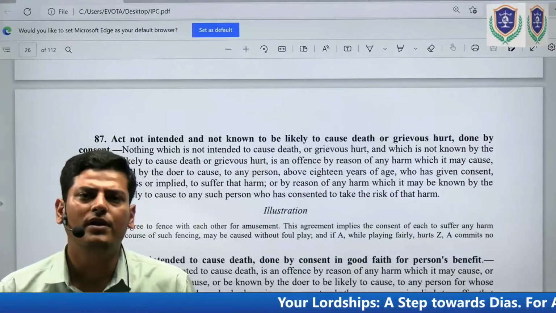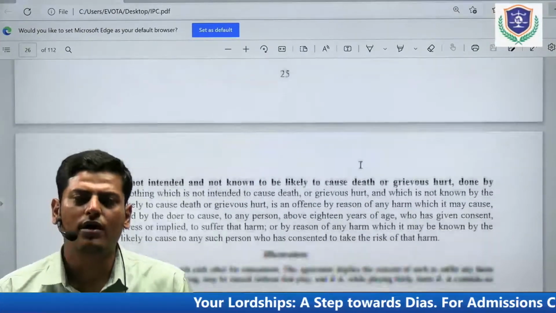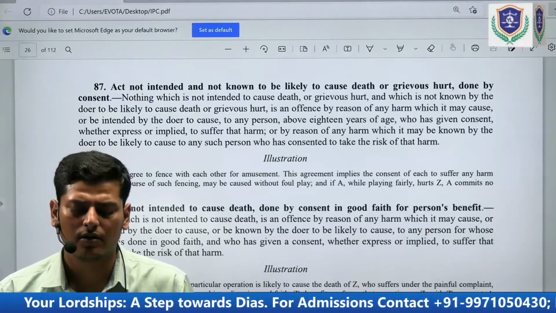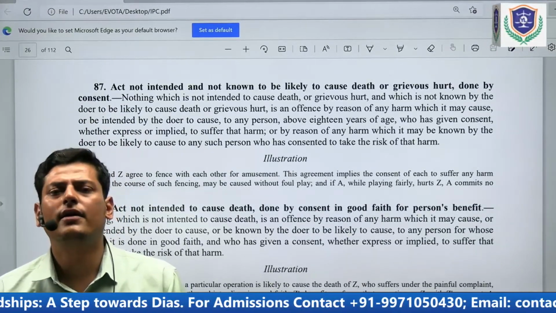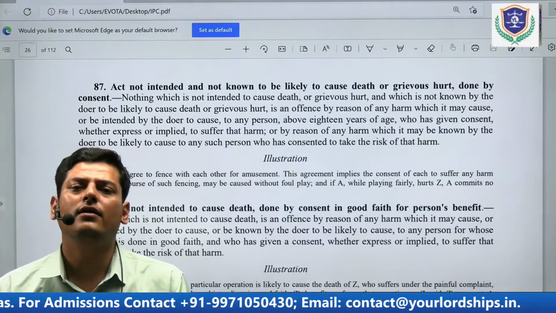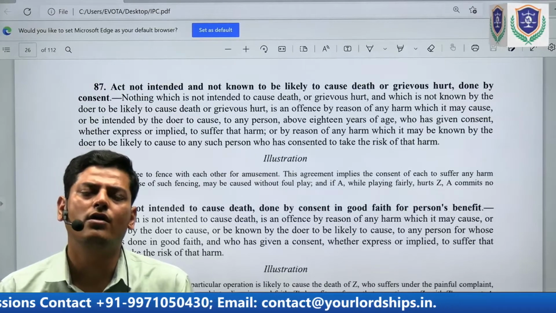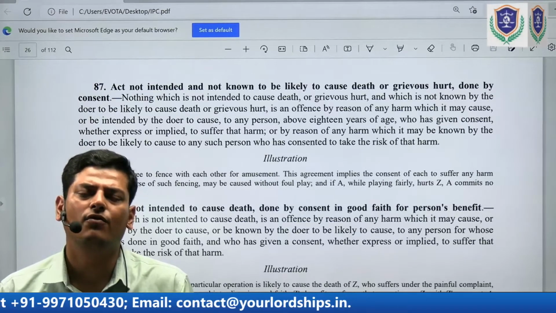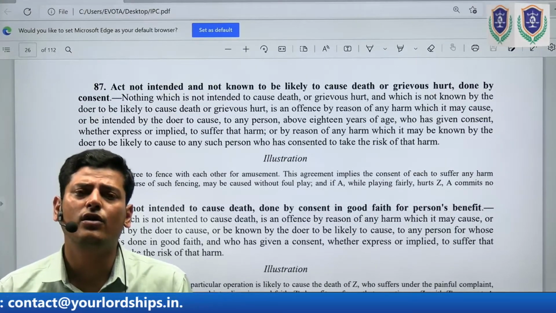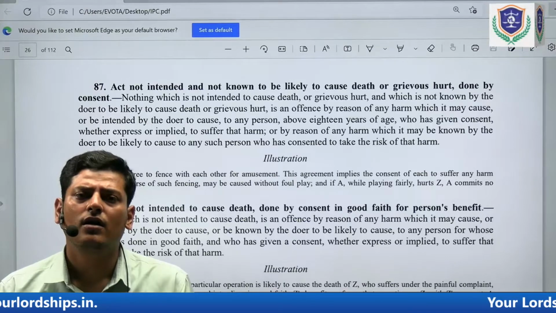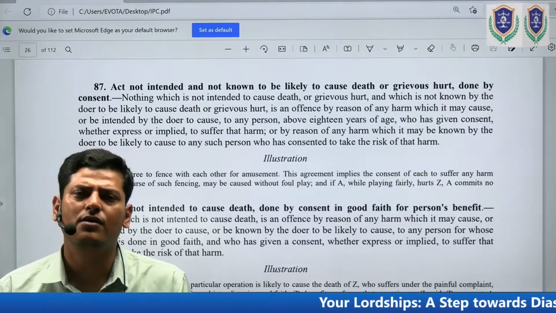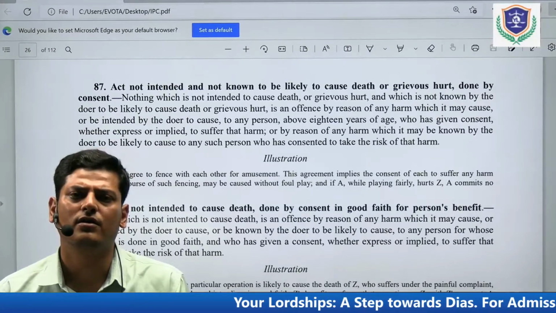But consent has not been defined under the Indian Penal Code. What is not consent, or where the consent gets vitiated, that is given. Now, act not intended: whenever you consent, a person cannot consent to his voluntarily causing of death or of grievous hurt. But if a person has voluntarily consented to the causation of his death, then a mitigating factor is there. One of the exceptions for murder is the one in which the consent is there.